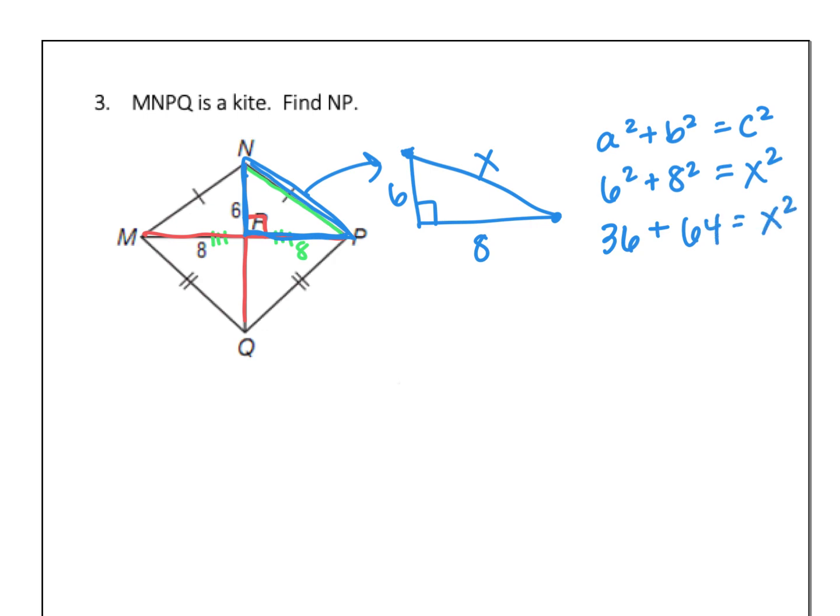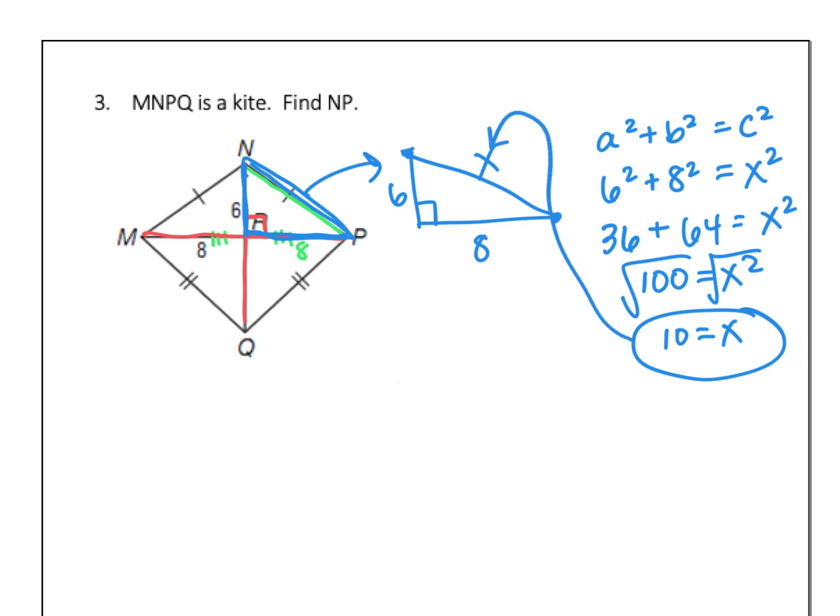So think about what's 36 plus 64. That is 100. And then we take the square root. And the square root of 100, you can go ahead and do it on your calculator, but it is 10. So guess what? That third side of the triangle is 10. So NP is 10. The distance from N to P.